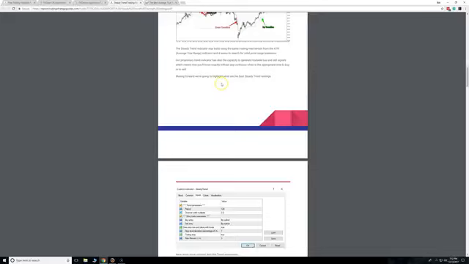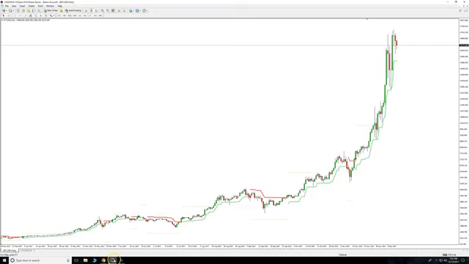That's what it's based on. Basically, what it does is it trades. We trade the pullbacks. So what that means is you see this nice uptrend.